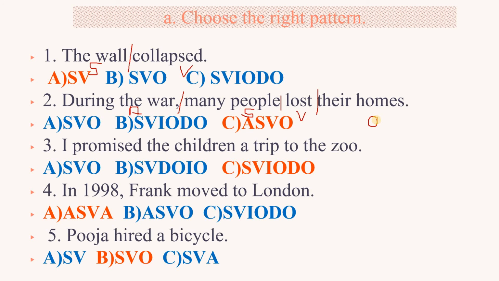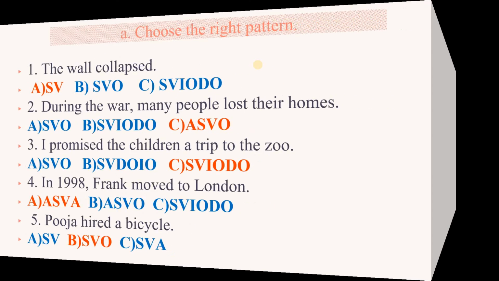I promised the children a trip to the zoo. Subject, verb, IODO. I subject, promised verb, the children. In 1998, Frank moved to London. ASVA. Pooja had a bicycle. SVO. Now you have the chance.